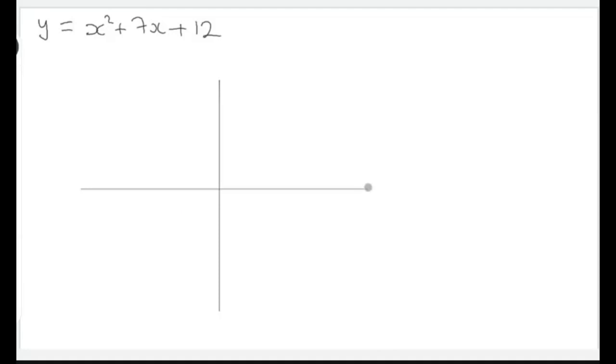Okay. On the second slide, let's move on to this kind of graph. There will be three things I'll ask. So y equals x squared plus 7x plus 12. Do you know what the graph of this would look like roughly? Yeah, I think so.